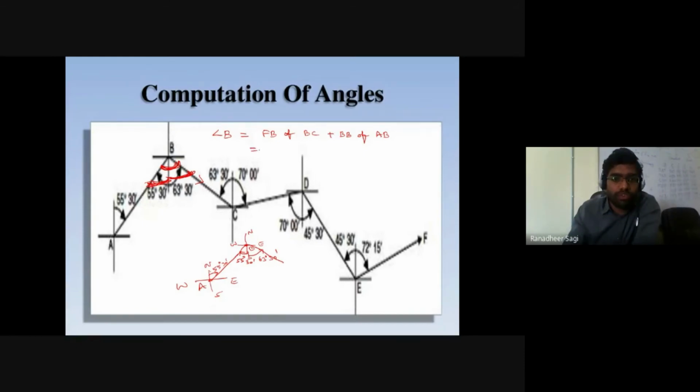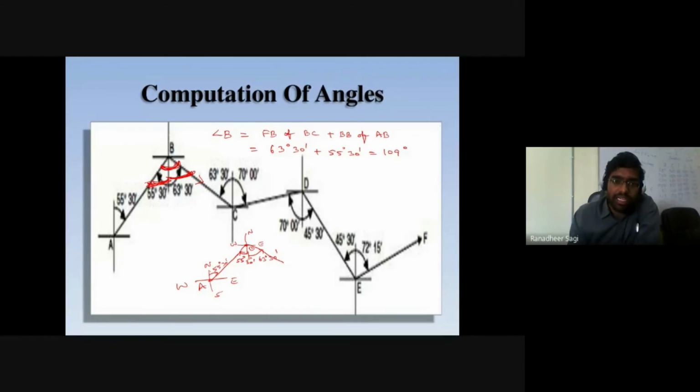So, the forebearing of my line BC. Now, I am picking only the angle, not the directions. Directions are not essential to me; I have already represented them. So this is 63 degrees 30 minutes plus this is 55 degrees 30 minutes. So what is this value coming out to be? 60 plus 50, 110. Okay, 109 degrees is the interior angle at B.